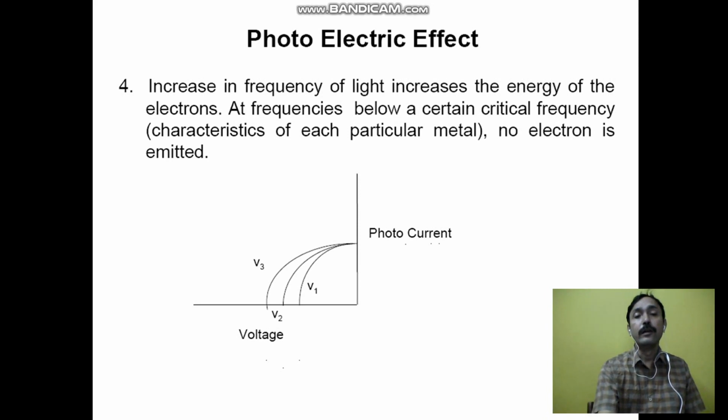So if nu3 is greater than nu2 is greater than nu1, then V3 will be greater than V2, greater than V1. That means more energy is required for light having higher frequency to stop the emission of the electron.